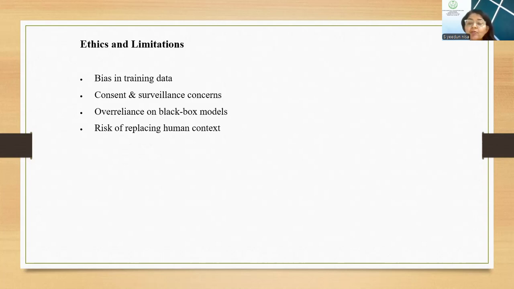AI is powerful but not perfect. Social scientists must be cautious about algorithmic bias. For instance, if a model is trained on data that excludes marginalized communities, the output will be skewed. So we should be very cautious about this. Moreover, ethical approval and participant consent are very important. When we are using digital data, this is a huge concern, and we should take care of that.